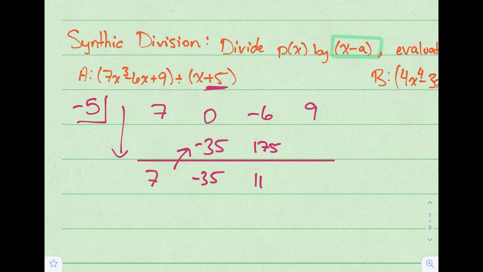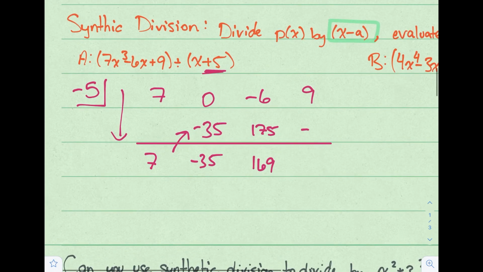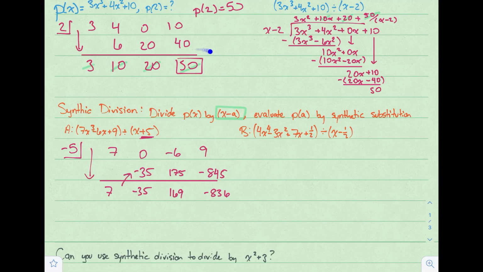169. Now we will multiply again by -5. 169 multiplied by -5 is -845. And add down, and we have -836. This number at the end was our remainder. So this -836 is the remainder.